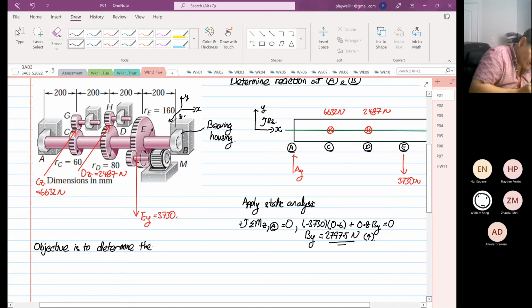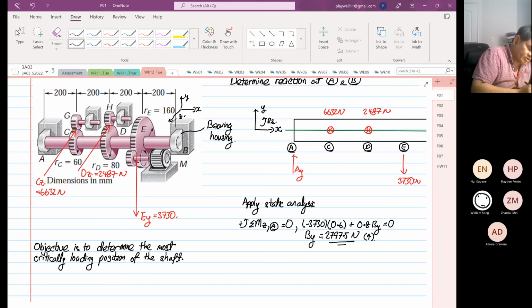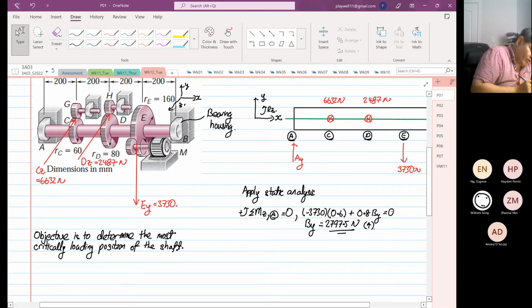the most critically loaded position of the shaft. Okay, so just to recap, we're going to determine the most critical loading position of the shaft. So it can be at point C, point D, and at point E.